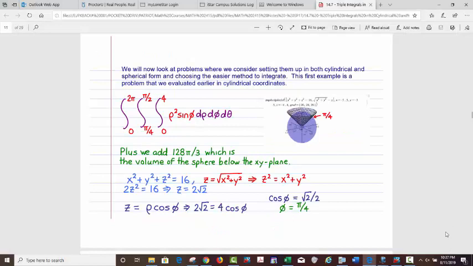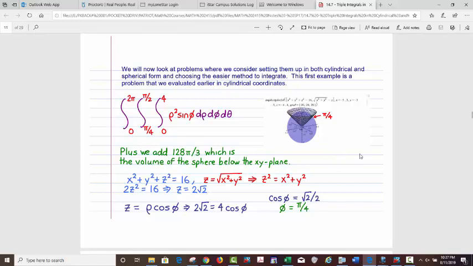Here's the page from the notes that I actually solved for pi over 4, but it's pi over 4 regardless of the size of the sphere. The cone would keep expanding even if the sphere expanded, and it's still going to hit at pi over 4, no matter what.